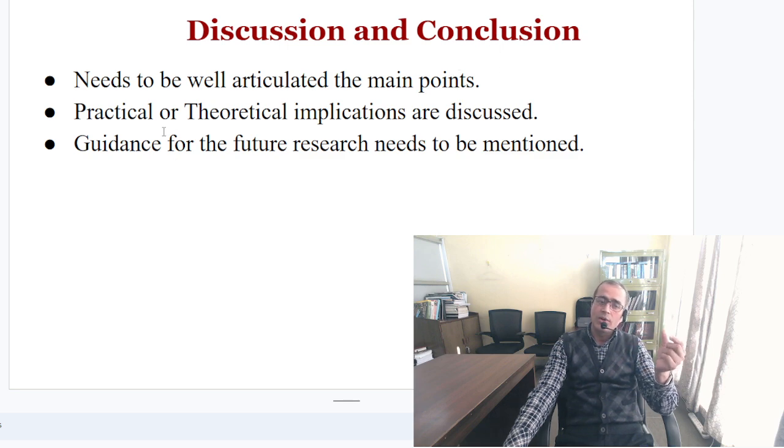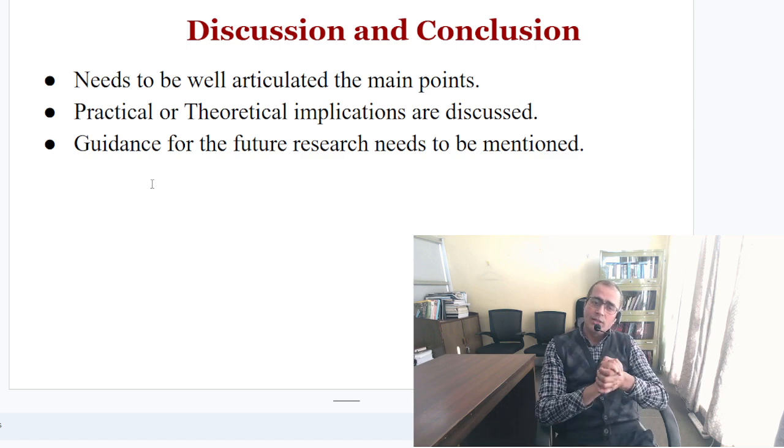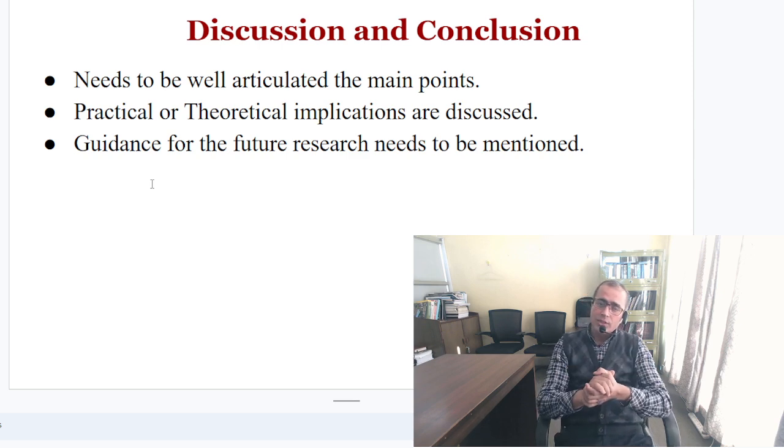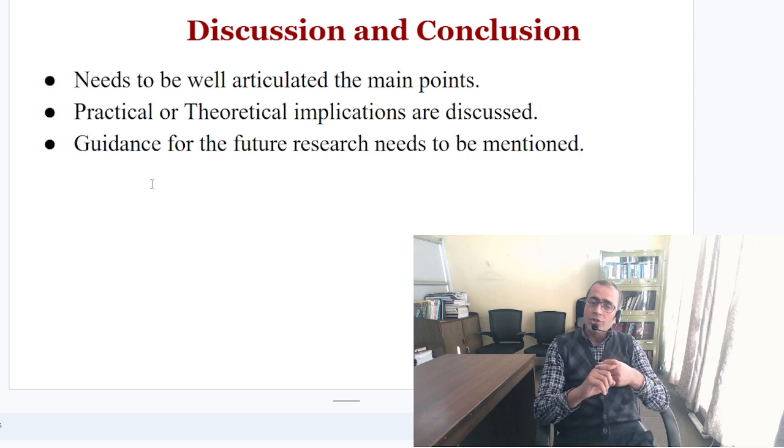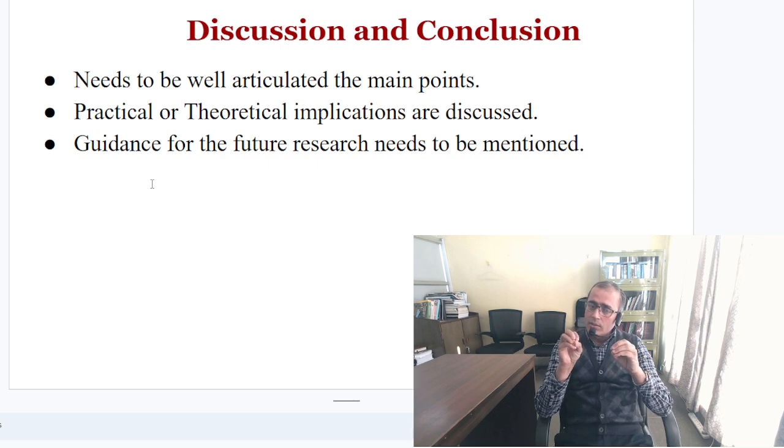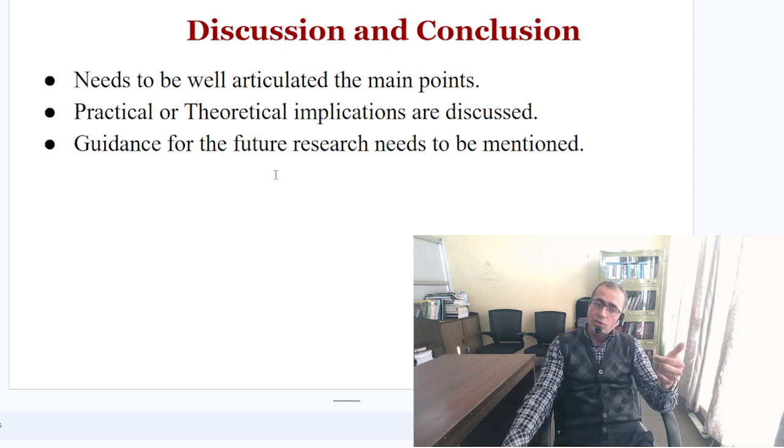And next, don't forget to write your practical and theoretical implications, friends. And next one is that we have to mention the guidance for future research too, so that other researchers in the area of your study could consider your research as important for them, and they would start from your future research area.